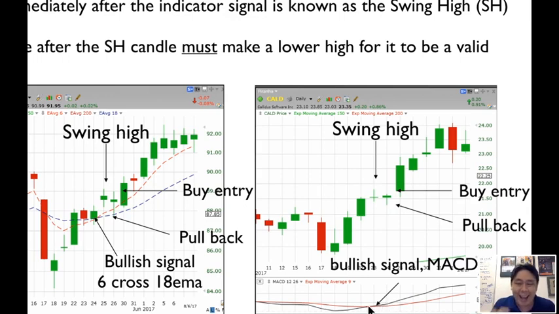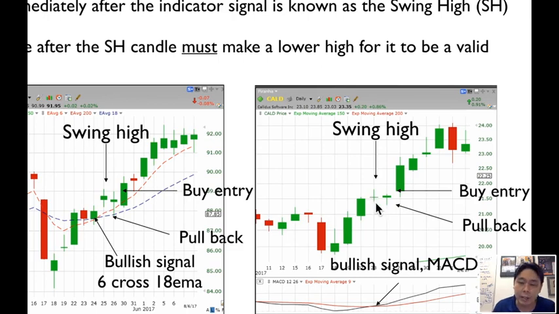So again, right at that signal, or right after the signal, we must have that swing high. So this candle is a swing high. Okay. So again, why is it a swing high? Because it's making a higher high than all previous candles. So it is a swing high. What must happen right after the swing high? That's right. Immediately after the swing high, you need to have a pullback candle. If the next candle doesn't pull back, it makes another high, it's not a valid trade. It is not a valid trade.